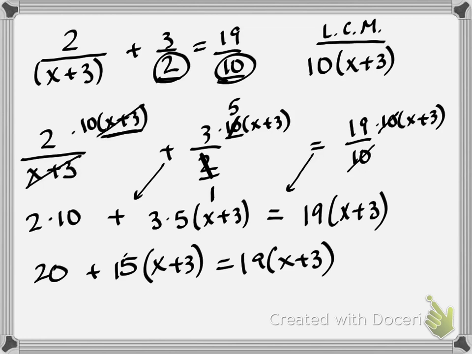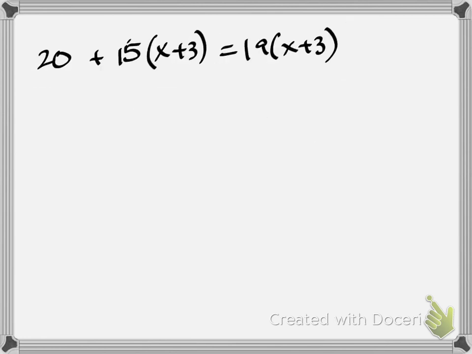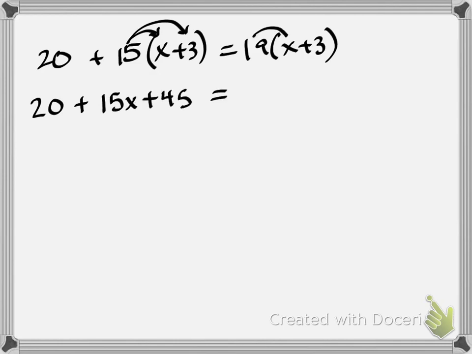All right, now, we're running out of room, so let's go to a new page. From this point, we're just going to solve the equation. We've done stuff like this in the past. Let's solve now. So the 20 is not going to change. Let's distribute the 15 to both x and the 3. That would be 15x plus 45. And over here, do the same thing. 19 and 3, 19x plus, and 19 and 3, that's what, 57?